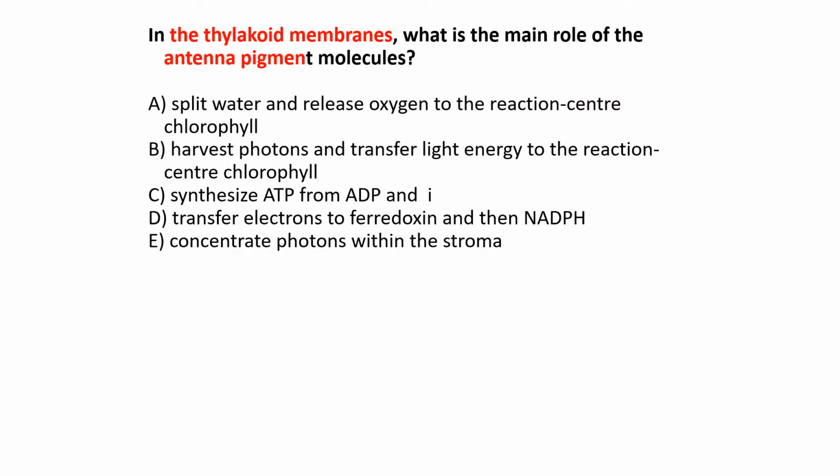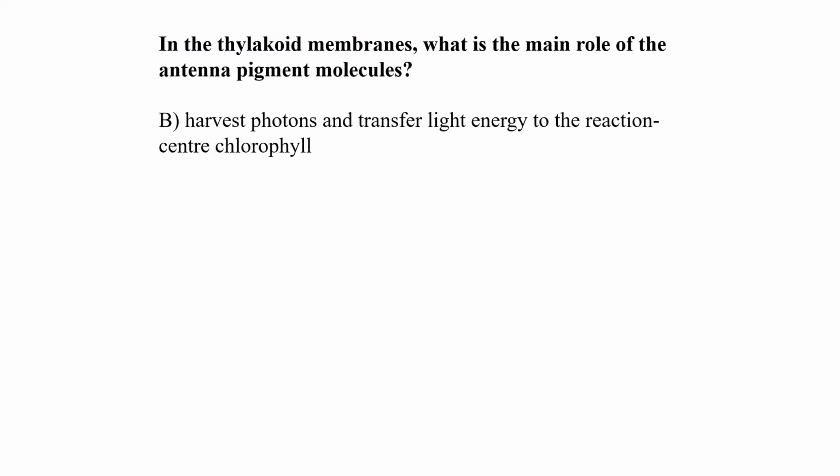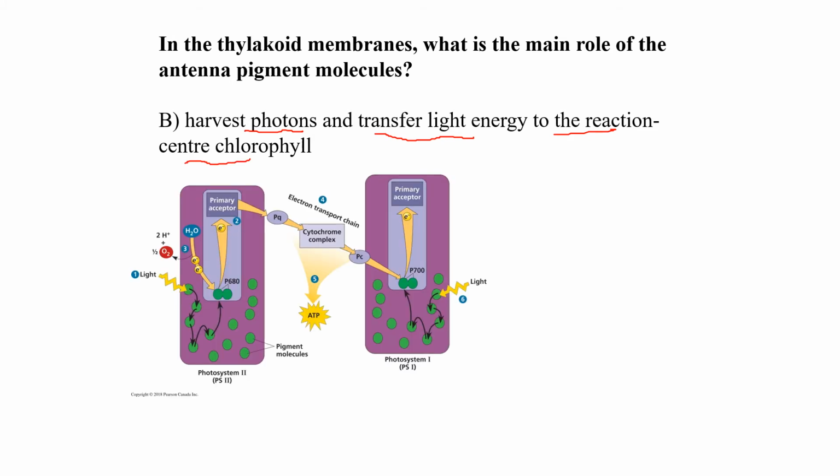Okay, this question, I'm sure that you know the answer. So in the thylakoid membranes, what is the main role of the antenna pigment molecules? So we already answered one like that. They are in charge of harvesting photons and transferring light energy to the reaction center chlorophyll.